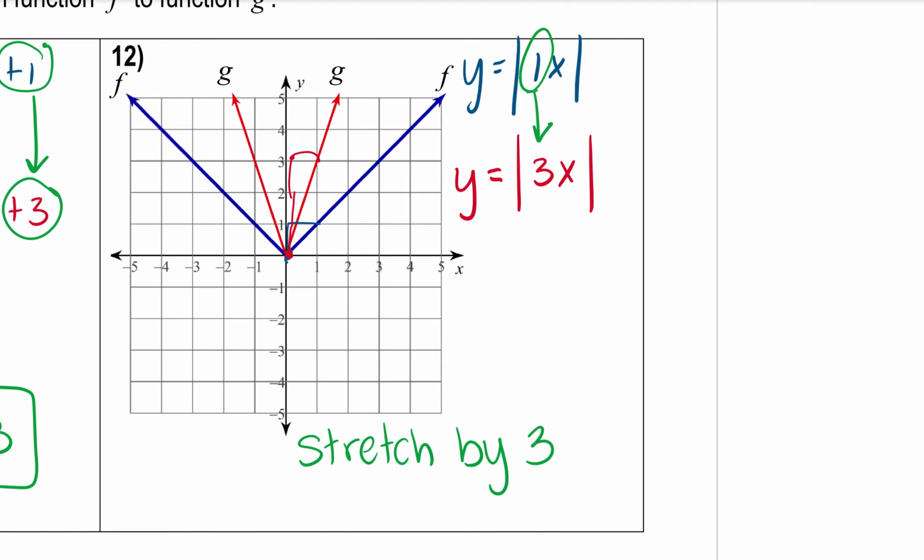So before, I wasn't really picky about the numbers, but now the numbers definitely matter. So you have to know what you stretch by, what you translate left, right, up, down. You got to know the numbers.